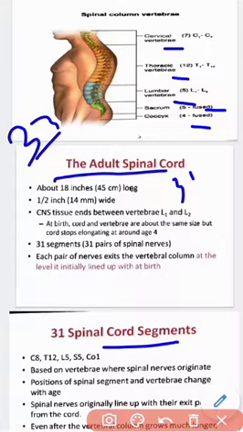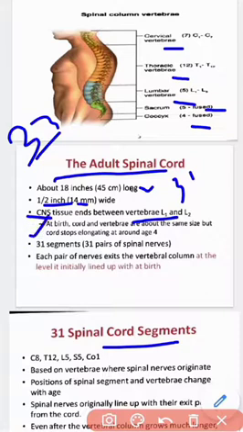Now coming to the adult spinal cord. It is about 45 centimeters long, and it is only about half an inch wide. The central nervous system tissue ends between vertebrae L1 and L2.